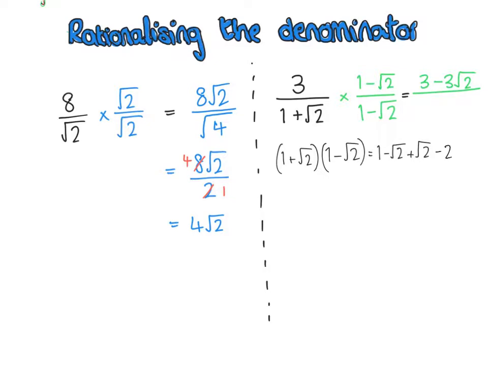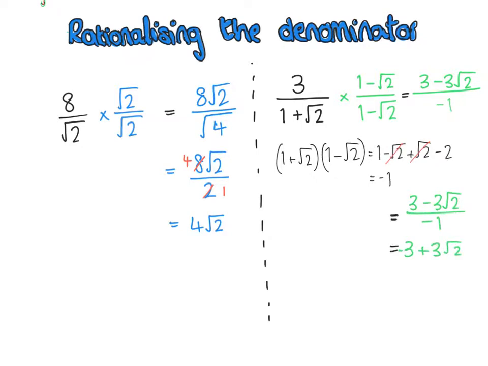One's positive and one's negative, so it gives us minus 2. If we simplify this, those two cancel out, and it's just 1 minus 2. So we get minus 1 on the bottom. So when that's fully simplified, we get minus 1 there. So if we then continue to simplify, we've gone from 3 minus 3 root 2 over minus 1. If you divide by minus 1, you can flip the sign on all of your terms. So it'd be minus 3 plus 3 root 2.